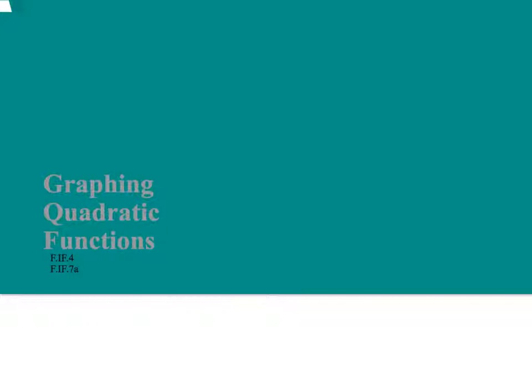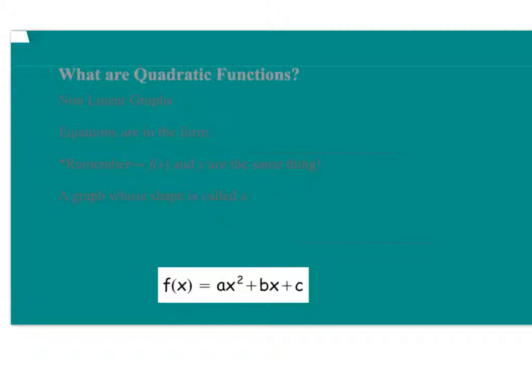We know that the form of a linear equation is y equals mx plus b. And we've worked a lot with linear functions and their equations. Today starts the in-depth analysis of quadratic functions and their graphs, and we're going to learn today how to plot the points and how to graph these functions and why they are different from linear functions themselves. So a quadratic function is a non-linear graph. The equations take the form y equals ax squared plus bx plus c.